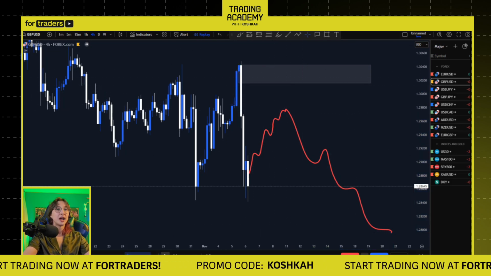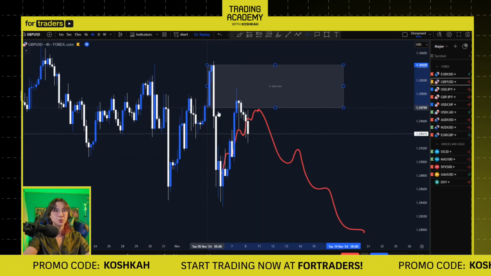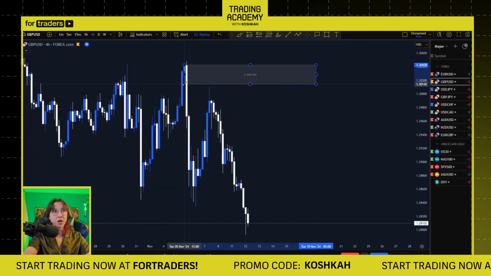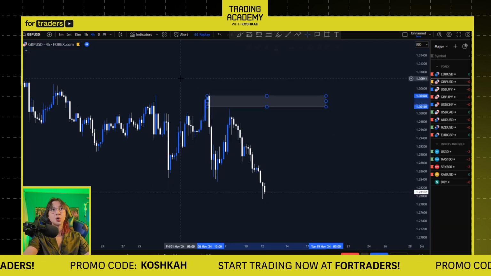So let's see right here what happens. As you can see, this is exactly what happened. Price tapped into this 3 candlestick POI and afterwards left. So if you just identified the extreme one, you might have missed the trade. So that's it for POIs.